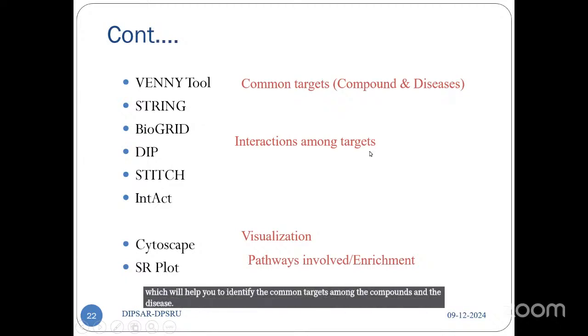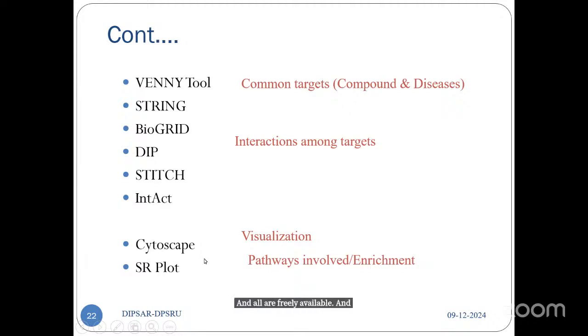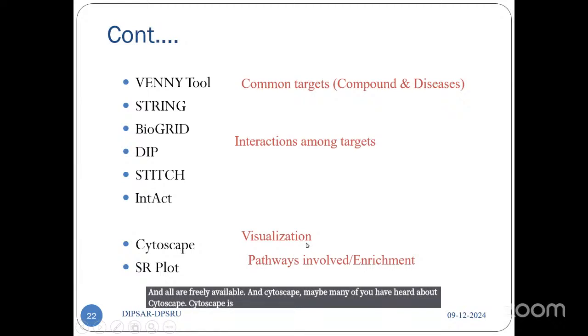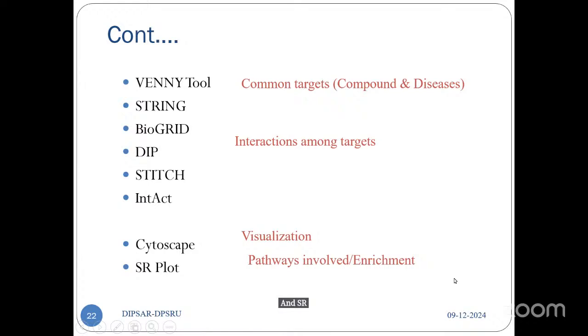Now, next step is you have to check the interaction among targets. To check the interaction among targets, these are the different databases: STRING, BioGRID, DIP, STITCH, IntAct, and all are freely available. And Cytoscape, maybe many of you have heard about Cytoscape. Cytoscape is one of the software which helps in the visualization of the network. And SRplot is for the pathway involved or enrichment.